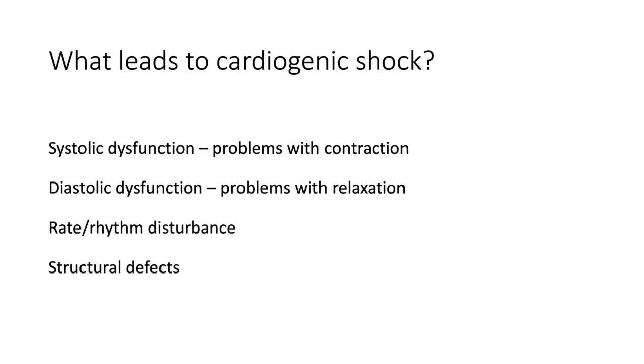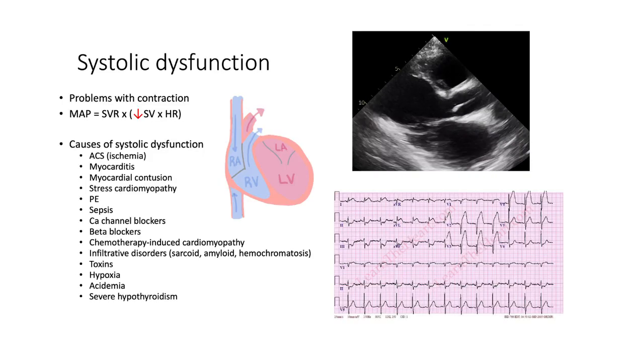Cardiogenic shock can be caused by problems with systolic function, or contraction; diastolic dysfunction, or problems with filling or relaxation; rate or rhythm disturbance; and structural defects. Systolic dysfunction decreases cardiac output by decreasing stroke volume. Since cardiac output equals stroke volume times heart rate, when stroke volume falls, cardiac output falls. Ischemia from ACS is the most common cause of systolic dysfunction and of cardiogenic shock in general.